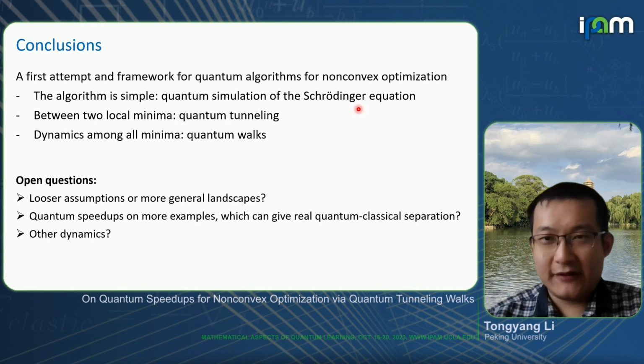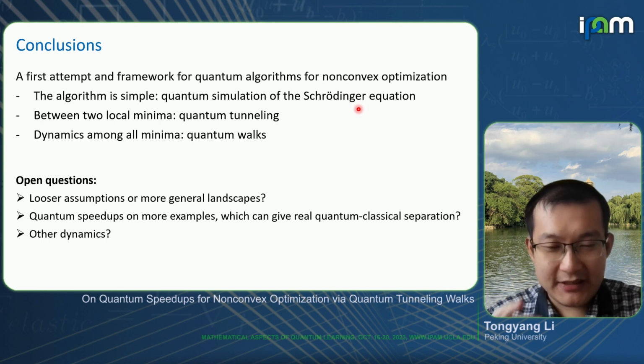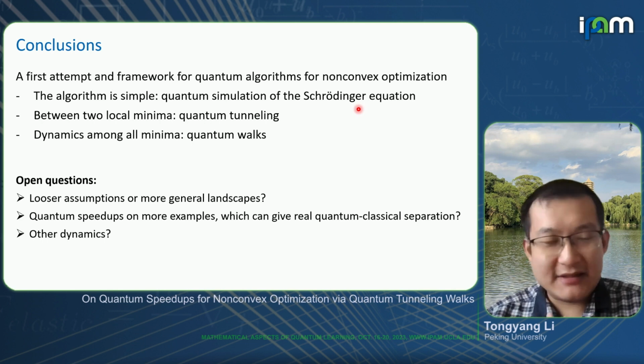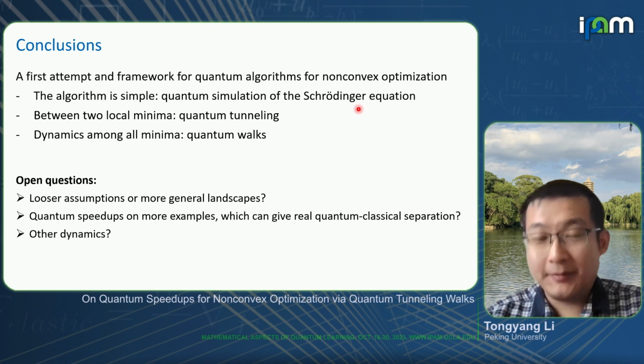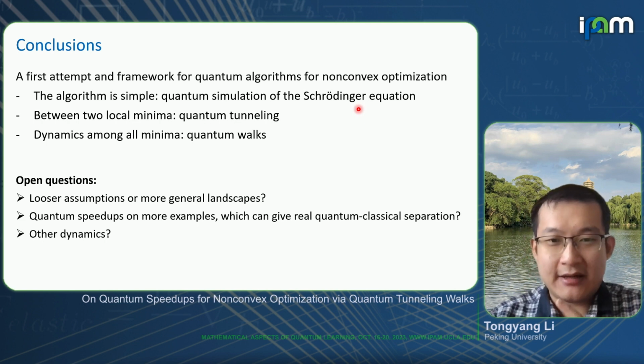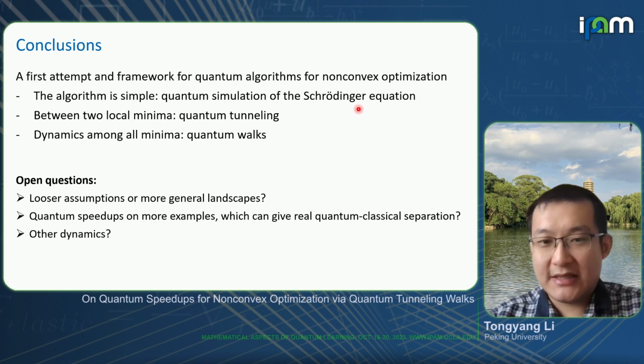I think there are definitely a lot of open questions. We have different assumptions, and the math result is not totally satisfactory to us. For instance, we want to have looser assumptions or a more general landscape that can hopefully be studied by quantum algorithms for non-convex optimization. Maybe we can also study other dynamics. One of the audience members mentioned that we can consider some dissipation, for instance the evolution of some open quantum system. That also makes a lot of sense, and I have some ongoing work along this line. Hopefully we can also understand quantum speedup on more examples, which can give more interesting and more real quantum-classical equations here.